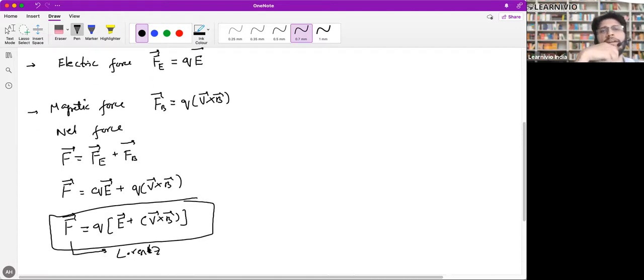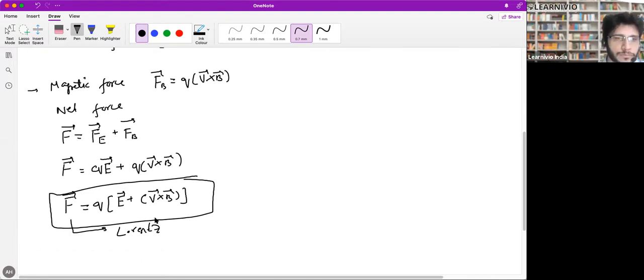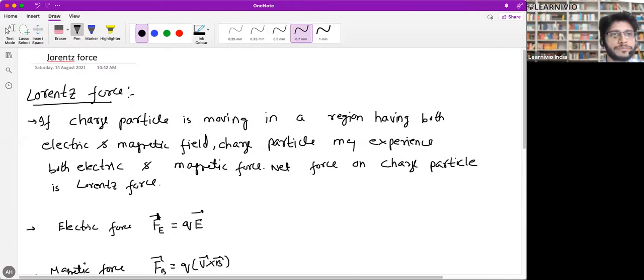So when we say magnetic Lorentz force, that means the electric field is absent. If the electric field does not exist, then the force experienced by the charged particle is purely magnetic. That we call magnetic Lorentz force. But if you have both electric field as well as magnetic field, then the particle will experience both electric force as well as magnetic force, and that is known as Lorentz force. Note it down.